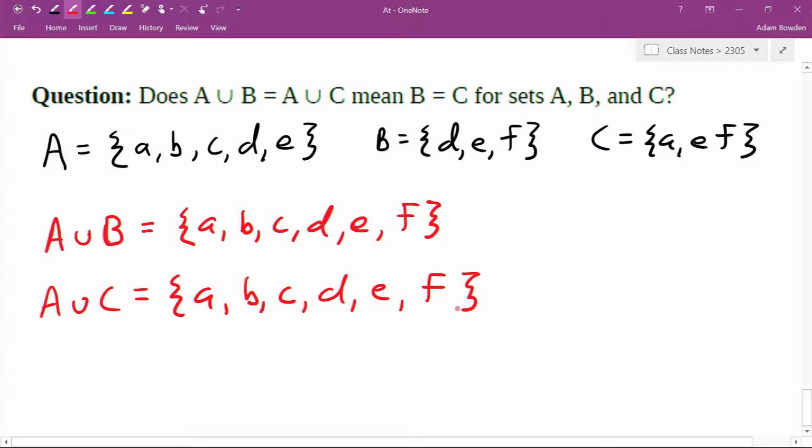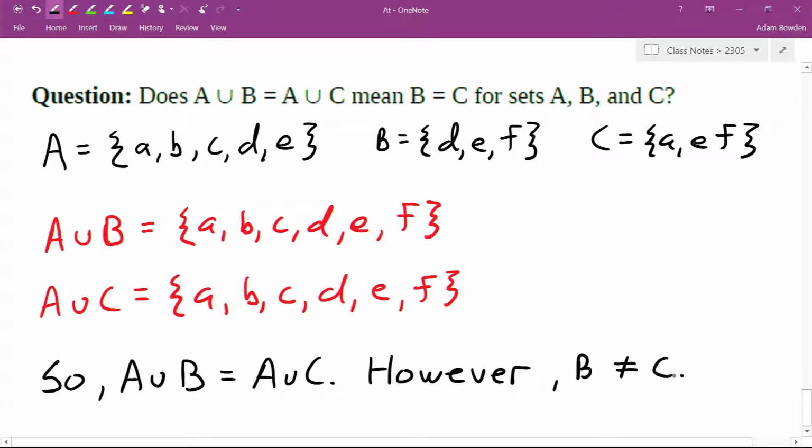So indeed, it shows that these are equal to each other. A union with B and A union with C are equal to each other. However, B and C are different sets. They contain different elements. So this shows that our statement is actually false.